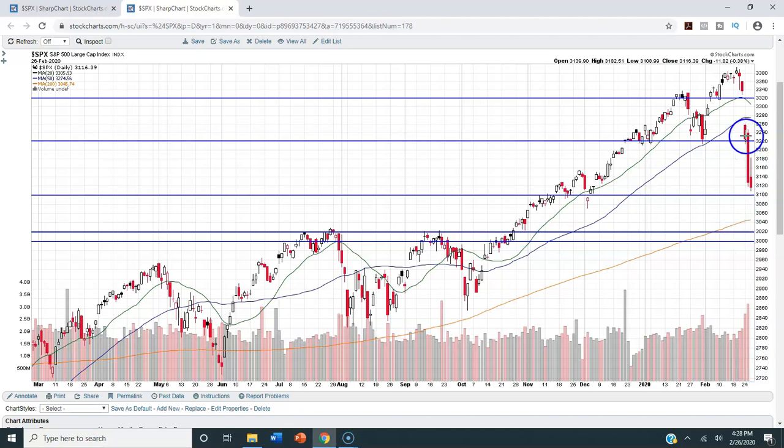But for now, at least the rate of decline has lessened. We were only down 38/100ths of 1% for the day, and so far this 3100 level is holding up. So let's keep our fingers crossed that that holds. But again, I would be very careful. This is a dangerous market, and further downside is definitely possible.